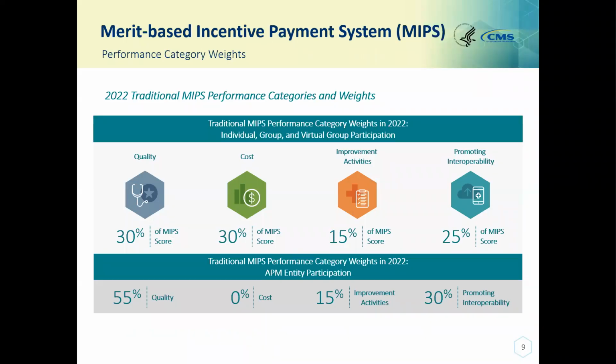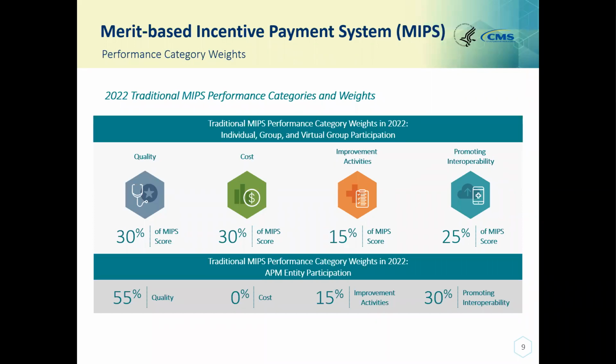The next few slides are, as I said, focused on MIPS. So how is MIPS structured? Traditional MIPS is made up of 4 performance categories. We have the quality performance category, cost, improvement activities, and promoting interoperability. And as we said, today we are focusing on these last 2 you'll see on the screen, improvement activities and promoting interoperability. Each of those performance categories has a corresponding weight.